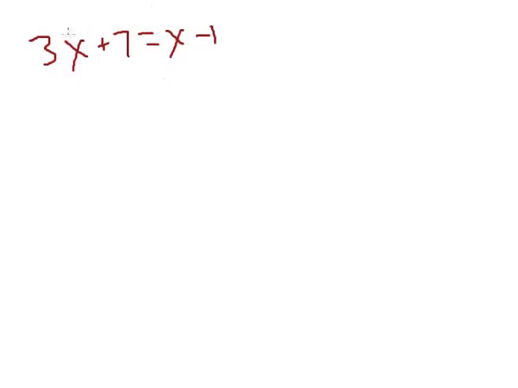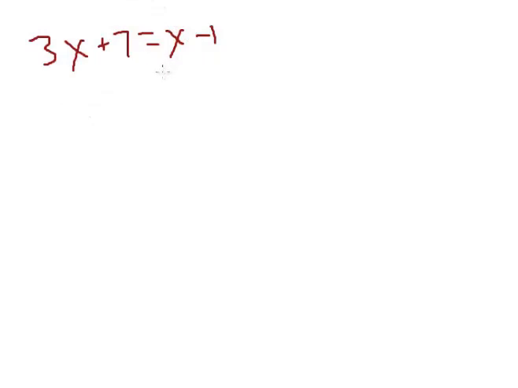Sorry, I messed that up a little bit. But the point is, we need to move all the x's to one side and all the numbers to the other. And there are two different ways to do that. Either we can move the 3x to this side and the negative 1 to this side, or we can move the x to this side and the 7 to this side. You know, we can try it both ways just to illustrate how they both work.